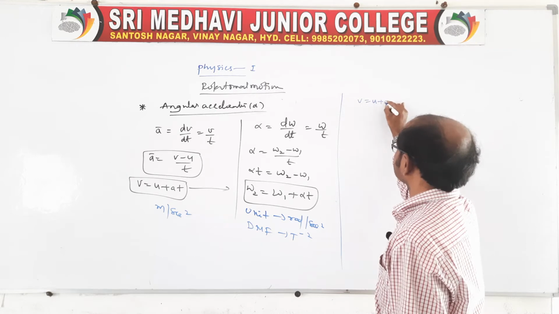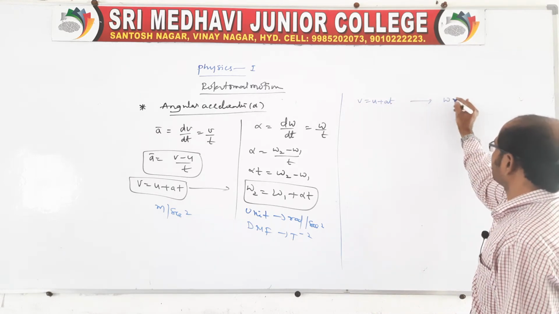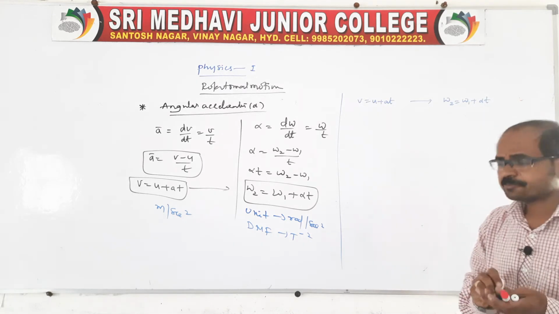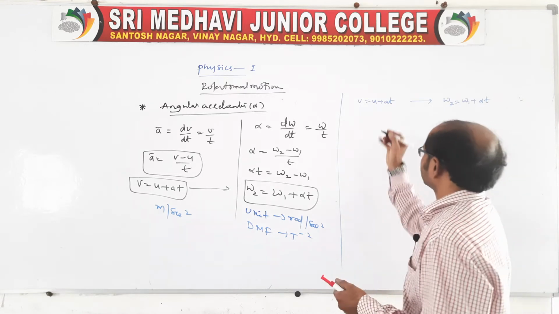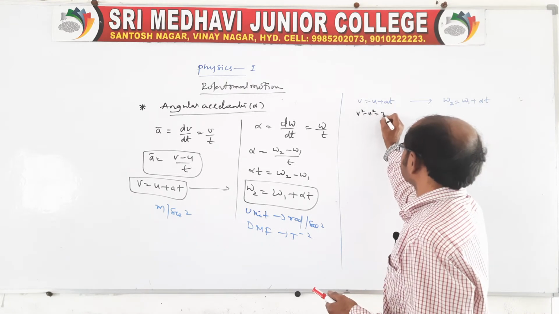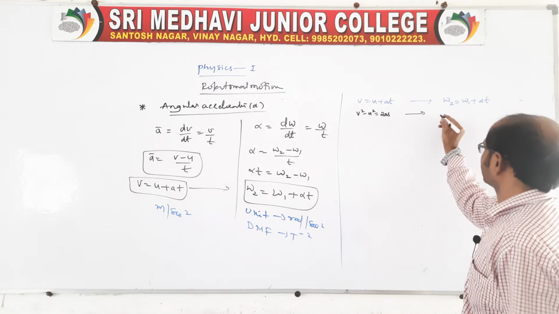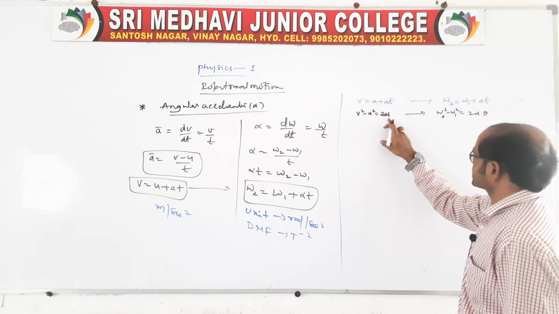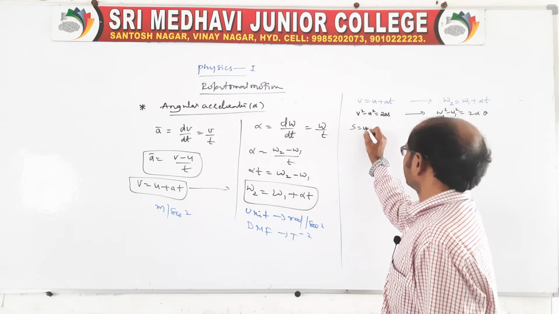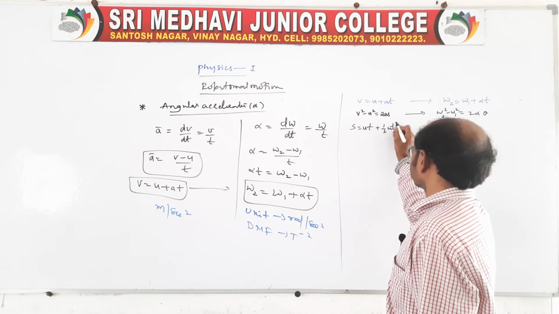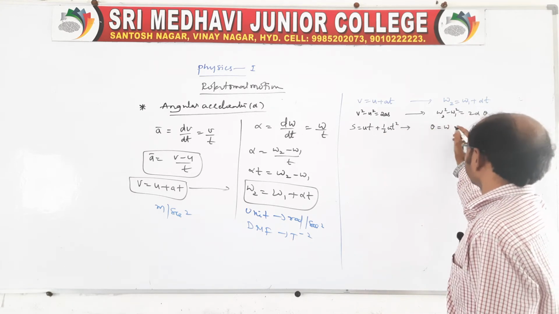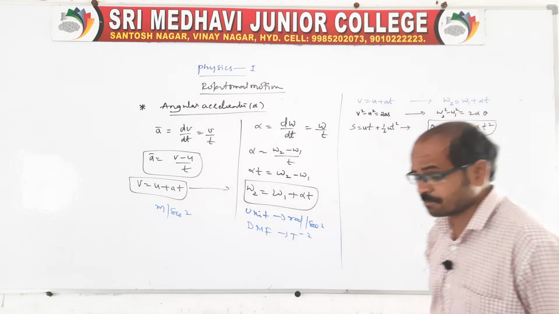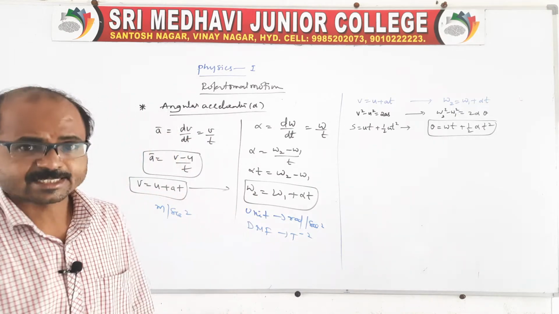Let me also tell you some comparison. v is equal to u plus at, it is in linear. What about angular? Omega 2 is equal to omega 1 plus alpha t, right? Suppose v square minus u square is equal to 2as, then in angular it is omega 2 square minus omega 1 square is equal to 2 alpha theta. s is nothing but theta here. And s is equal to ut plus half at square, so here you write theta is equal to omega 1 t plus 1 by 2 alpha t square. So these are the comparison between linear expressions and rotational expressions.